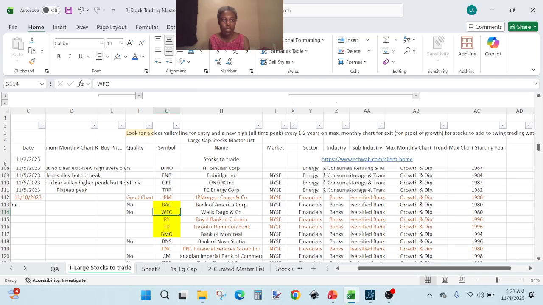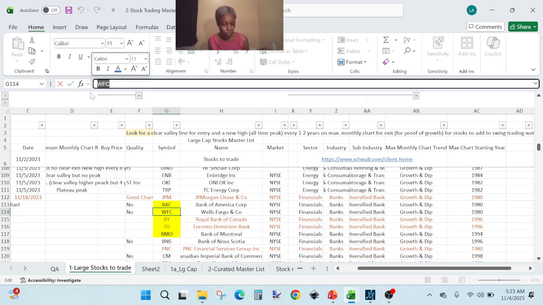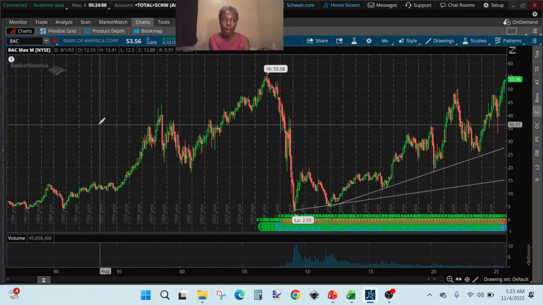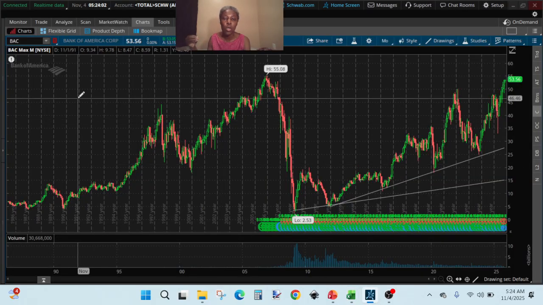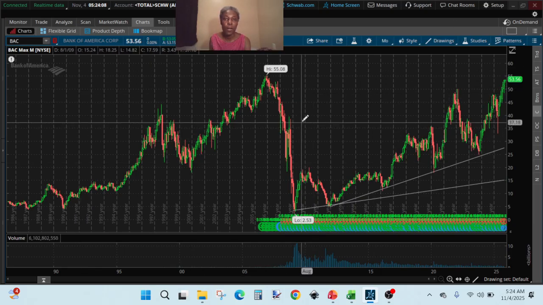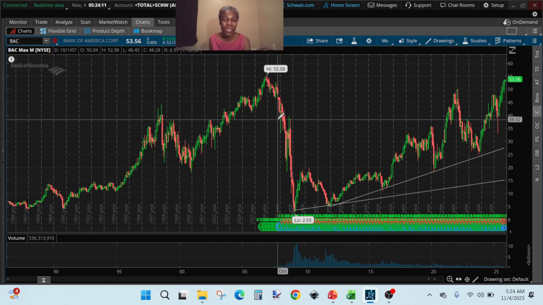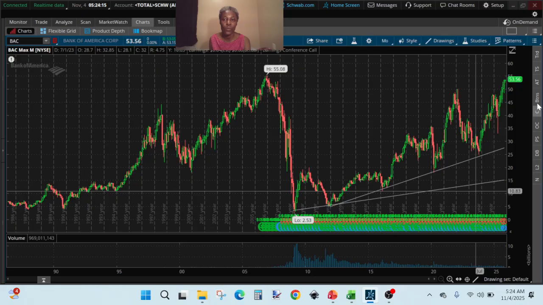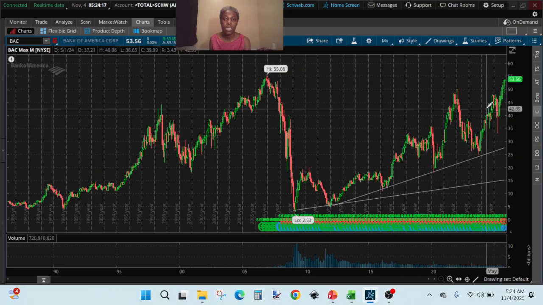The next one is WFC, and I like to see stocks that continue to grow, not stocks that had a higher price in the past and have not been able to replicate it and exceed it. And this falls within that category. They reached a higher peak here and have not been able to do it for years now.